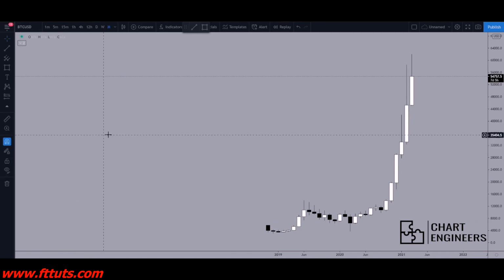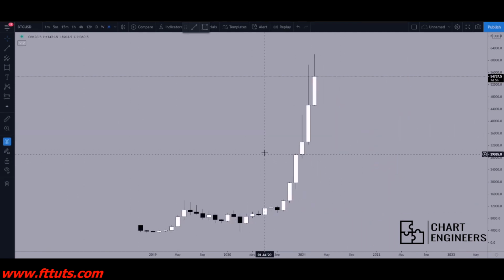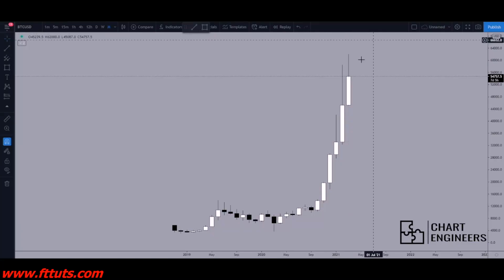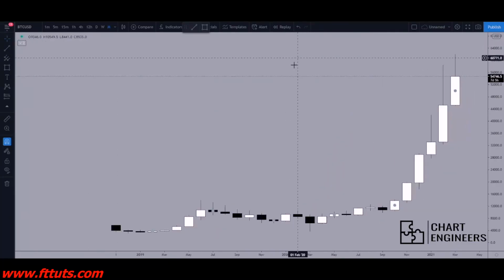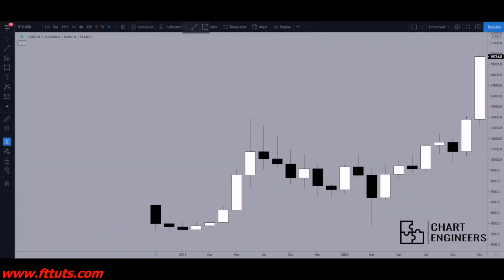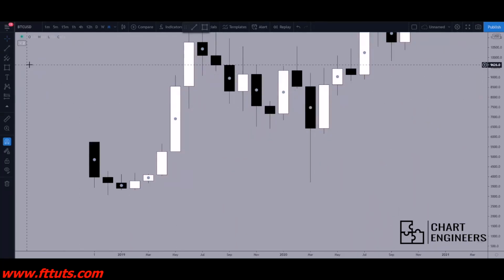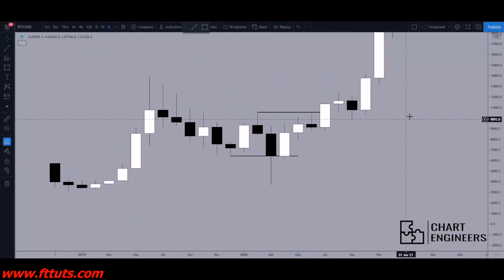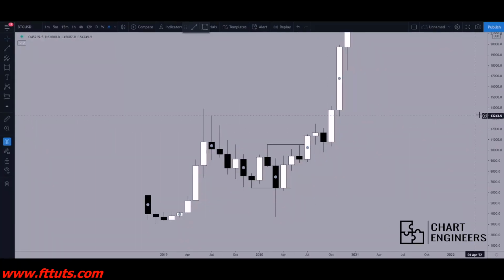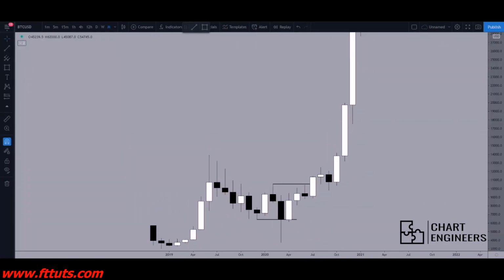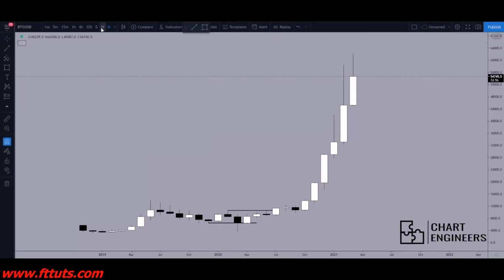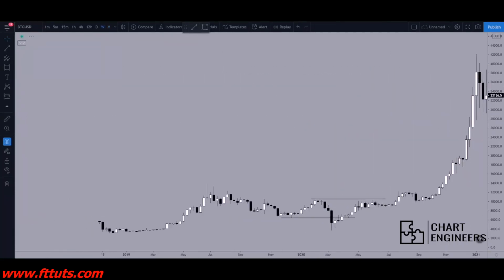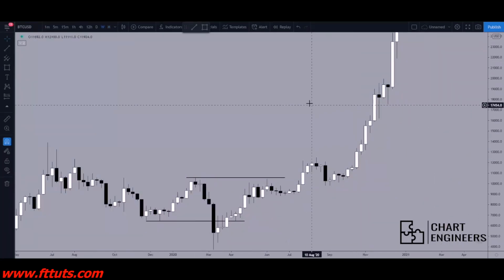So here we have a naked price chart of Bitcoin, and as we can see, we've had our bull run and it all started from this monthly sweep, and then we had our monthly MSB, and then we just stayed in this uptrend. And the way I like to see my higher time frame trend is I just use my weekly market structure.